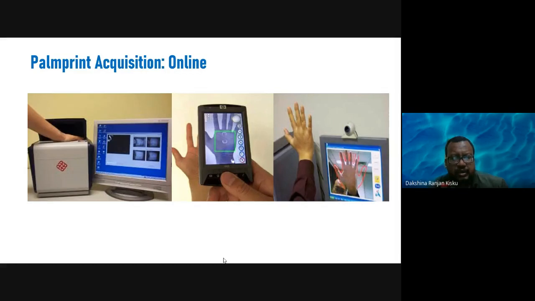Depending upon the palm print acquisition system, we can have two different systems: online palm print and offline palm print. In online palm print, the image is processed in real time. In offline palm print, images have already been captured and recorded earlier. Then we use that palm print image for offline palm print recognition or offline palm print verification.